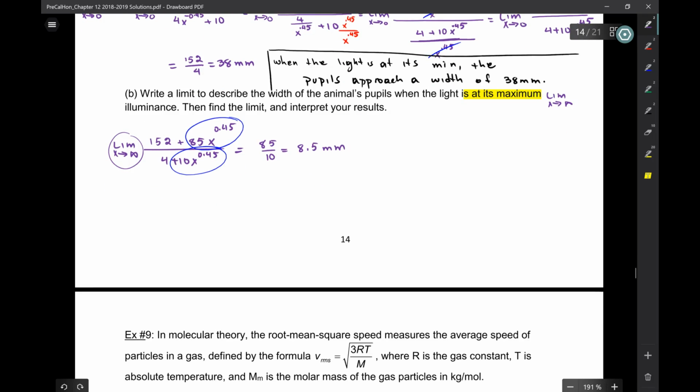millimeters. Okay, so as the light approaches maximum illuminance, the pupil's width approaches 8.5 millimeters. That's good enough.